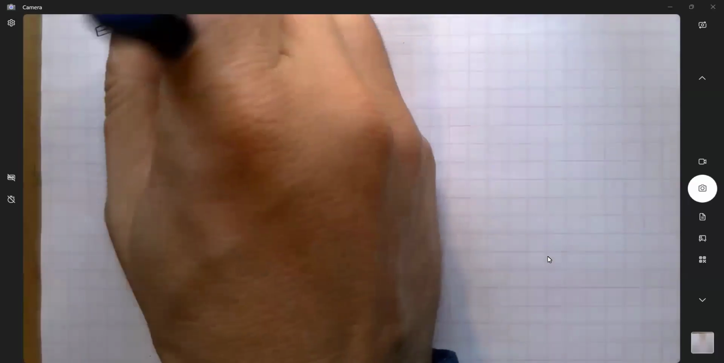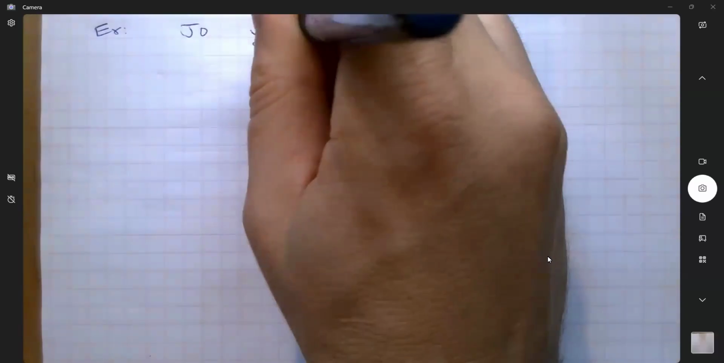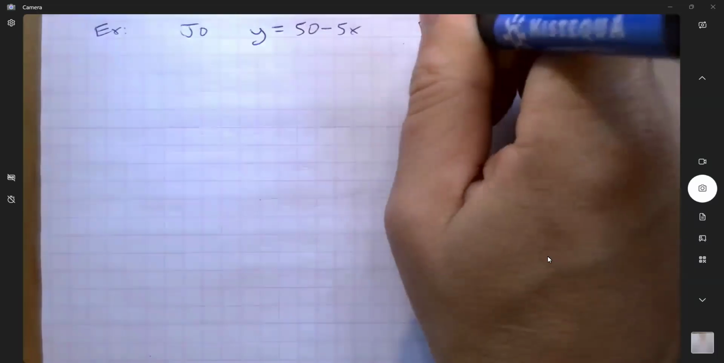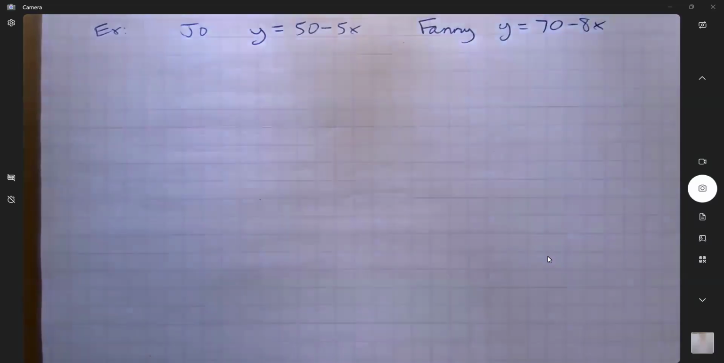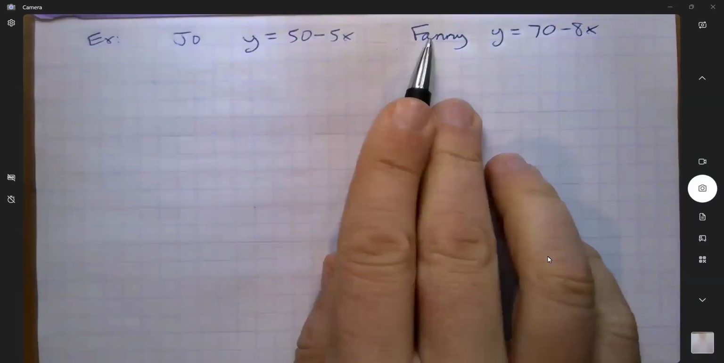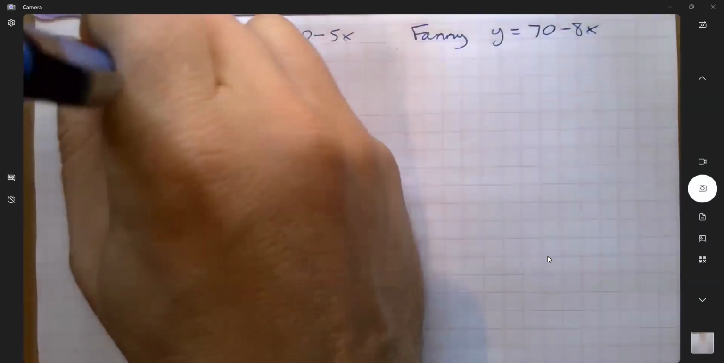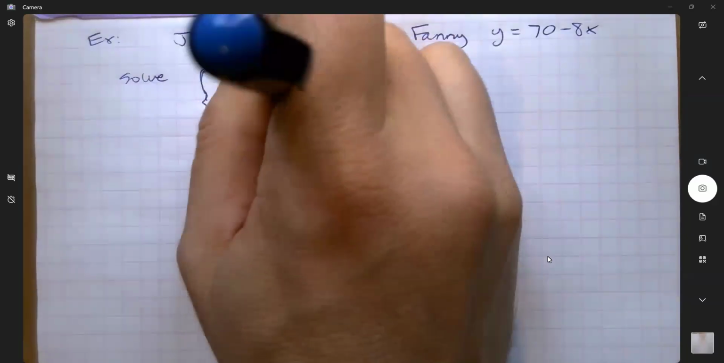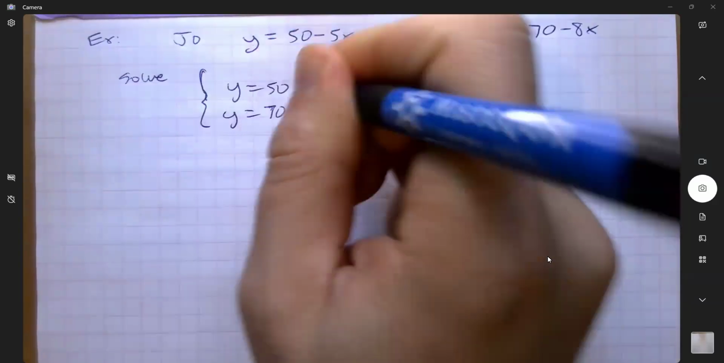All right, let's do another example. Let's look at that example where Joe catches a football. Joe's distance from the end zone is 50 minus 5x, and Fanny, who is chasing Joe, has y equals 70 minus 8x. And we want to find out when Fanny catches Joe and if that happens before Joe reaches the end zone. So we're being asked to solve the system y equals 50 minus 5x and y equals 70 minus 8x.